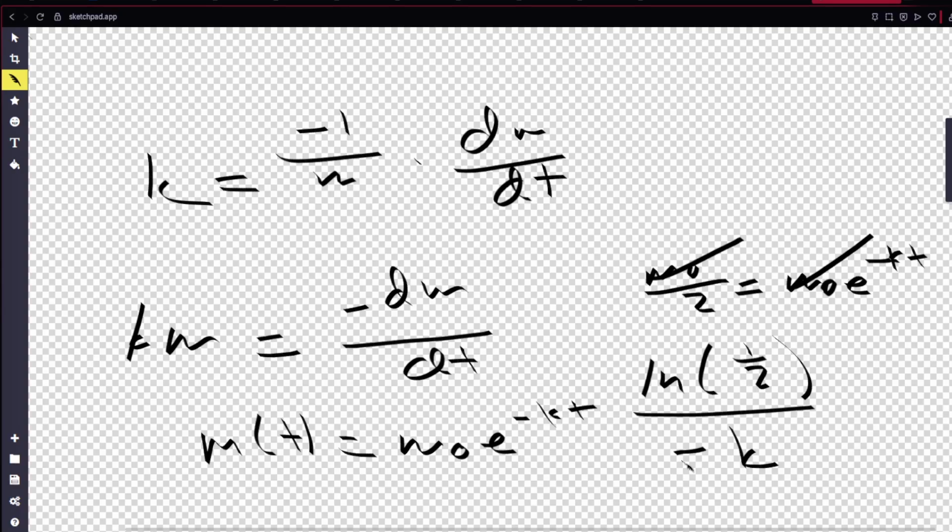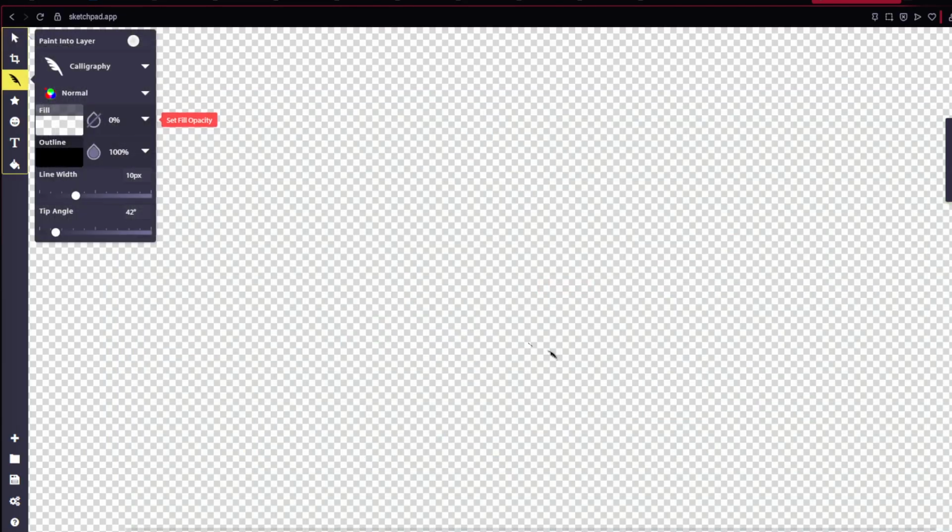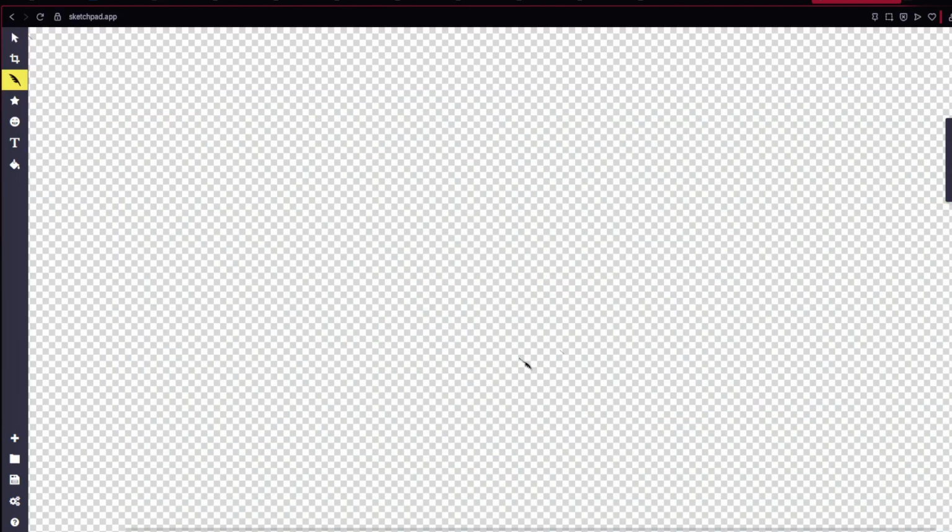You can also solve it backwards, solving for t. Or we did solve for t, or solving for k, I mean, essentially. So now we know about radioactive decay.